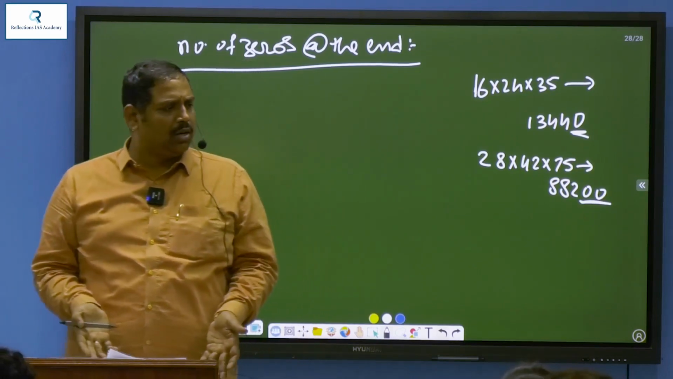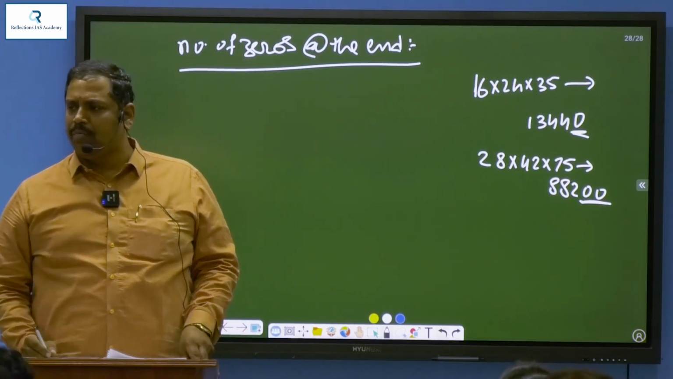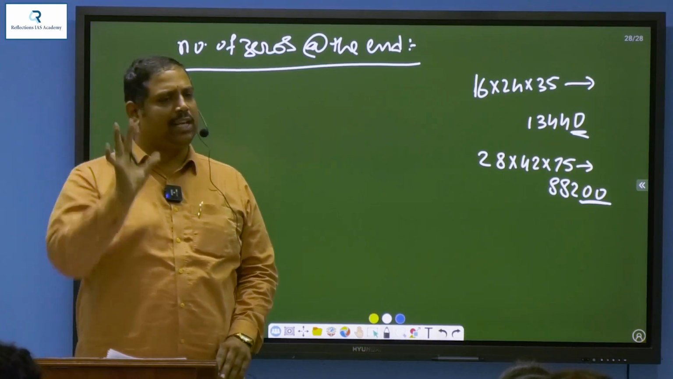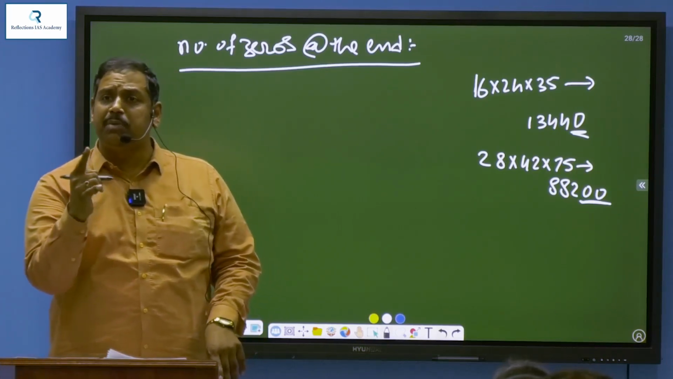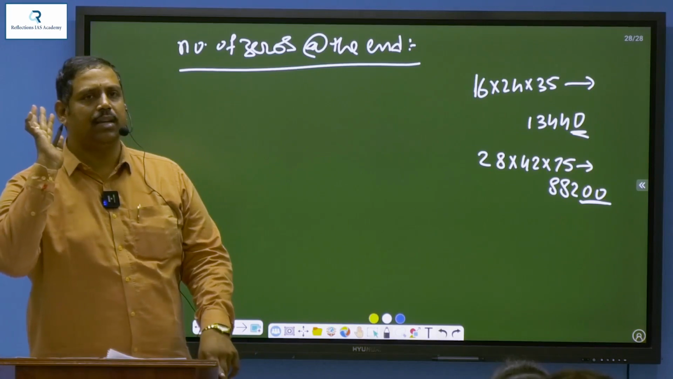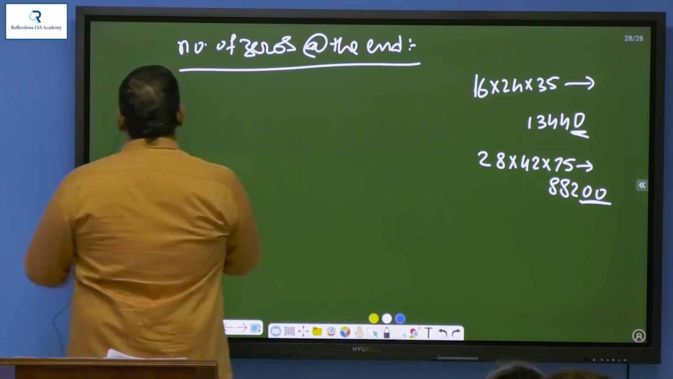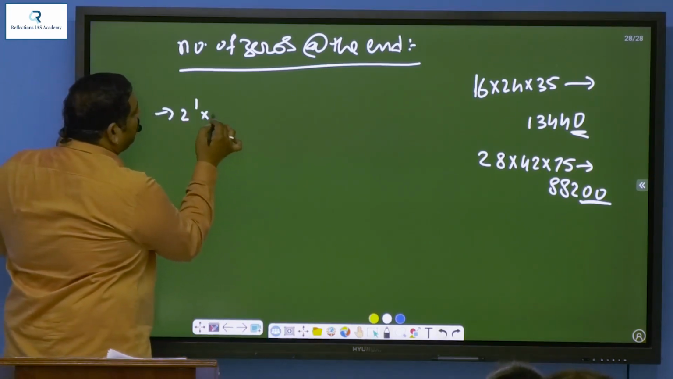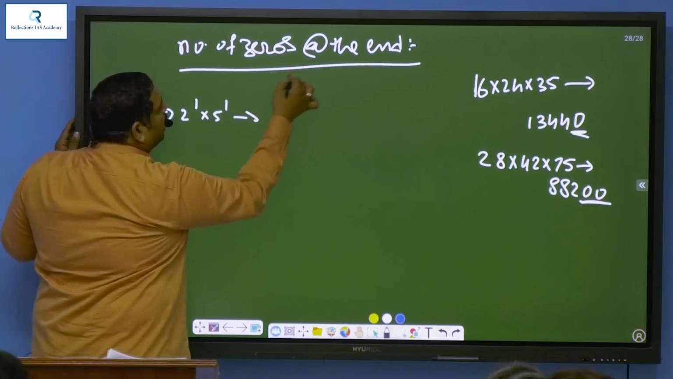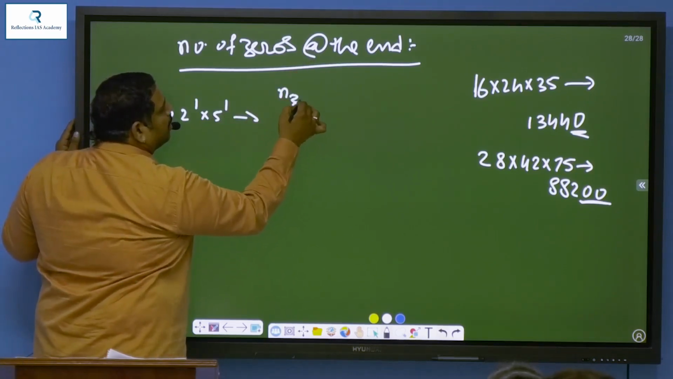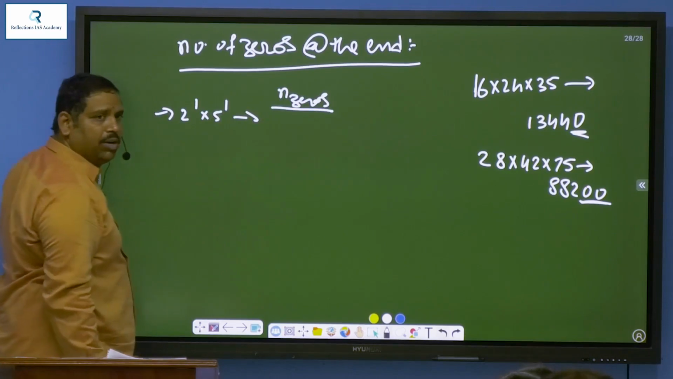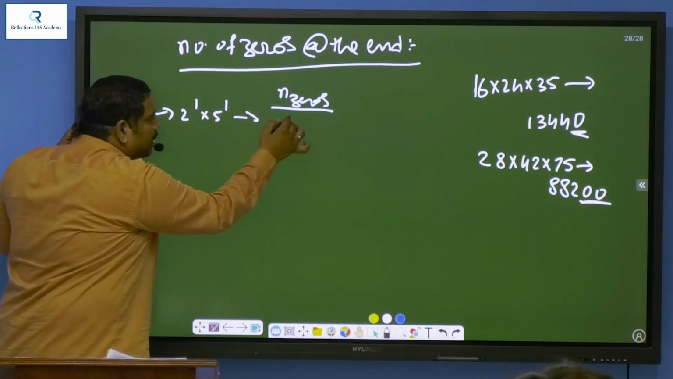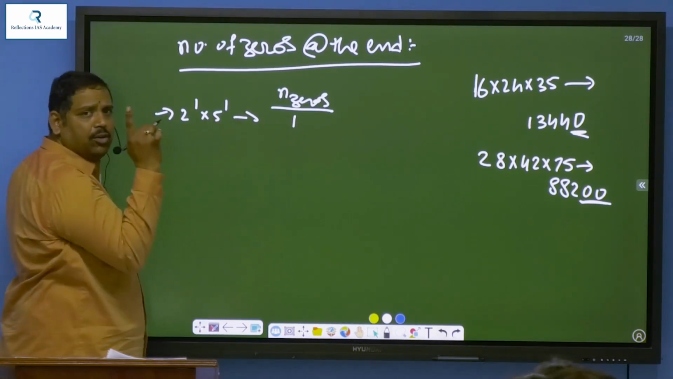2 5s are how much? Ending you got a 0, right or wrong? Anywhere you want to get the 0 at the end, which is responsible? 2s and 5s. Am I clear? Now I am giving some questions, observe that. So 2 power 1 into 5 power 1, number of zeros at the end. How many zeros will you get? 2 5s are 10, only 1 zero.